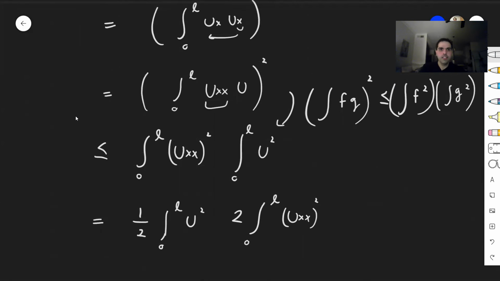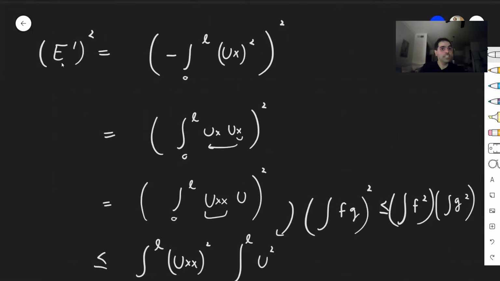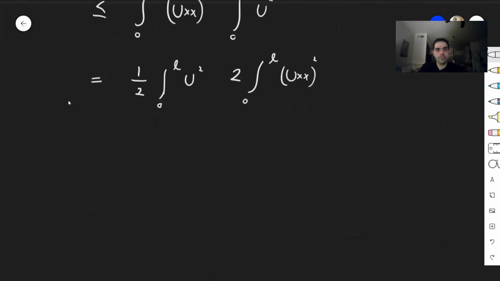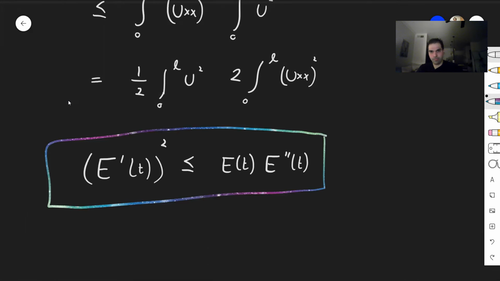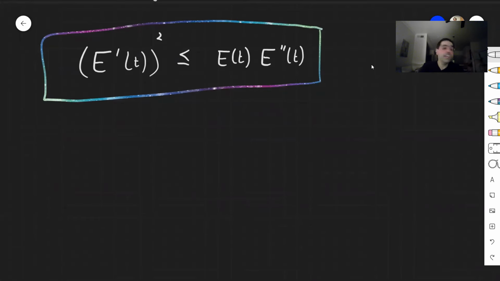And so in the end, what do we get? E prime of t squared is less than or equal to E of t times E double prime of t. And this is your differential inequality. So again, your inequality, but with derivatives. And we'll see very soon why this is useful. And again, I promise you the convexity will come at some point, but we just need to do a little bit of analysis.